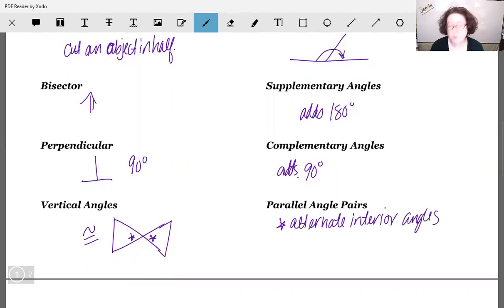These are what you're going to use most often when you're looking at these diagrams. So definitely keep an eye out for those. So let's look at 3 sample proofs.